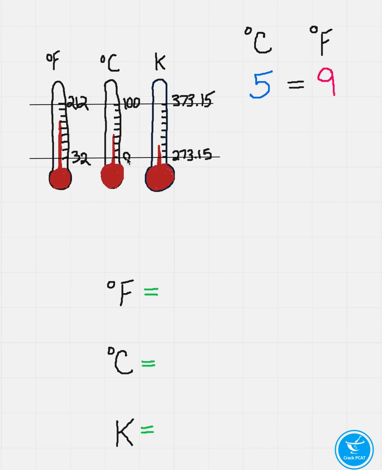Water freezes at 0 degrees Celsius. On the Fahrenheit scale, that would be 32 degrees Fahrenheit, but on the Kelvin scale, that would be 273.15. Water boils and goes from the liquid phase to the gas phase at 100 degrees Celsius. If you'll notice by comparison, on the degrees Fahrenheit scale, it's 212. On the Kelvin scale, it's 373.15.